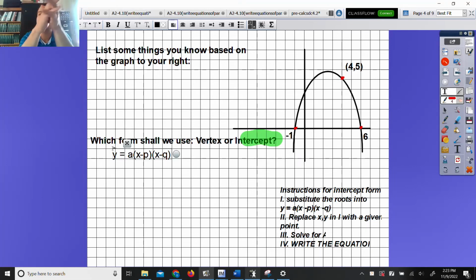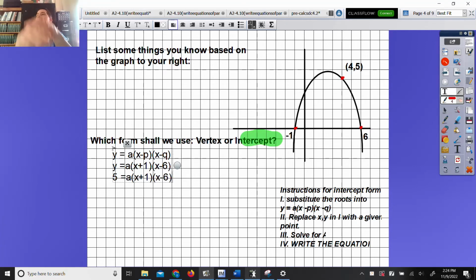What can you replace p with? Plus 1. There you go. It's y equals a times x plus 1. That's one of the factors. What's the other factor? -6. X minus 6. Those are factors too, by the way, aren't they? Yeah. What's wrong with it now? You have to plug in the 4, 5. There you go. That guy right there. Plug in 4, 5.